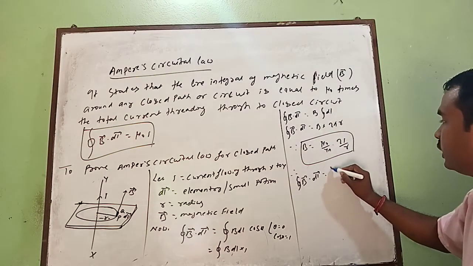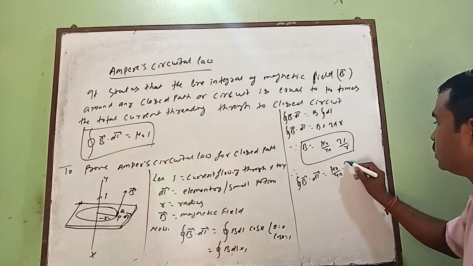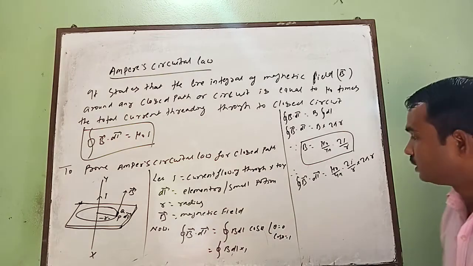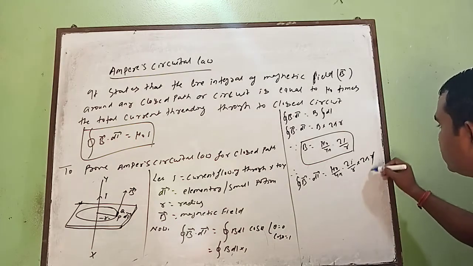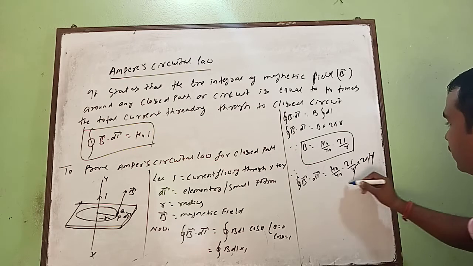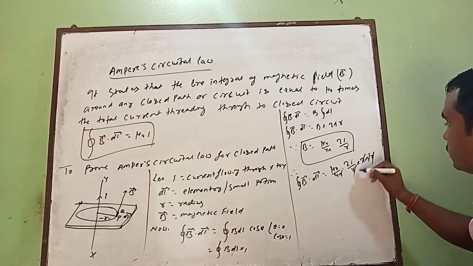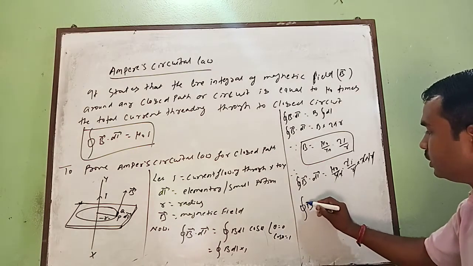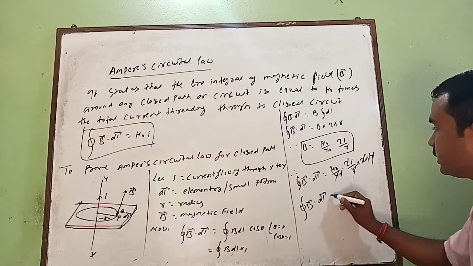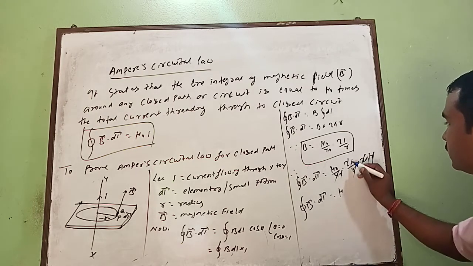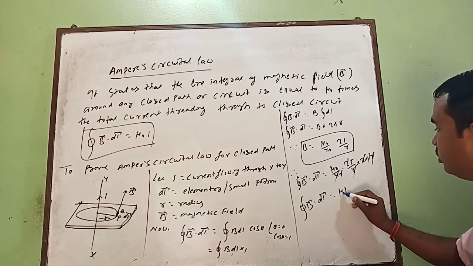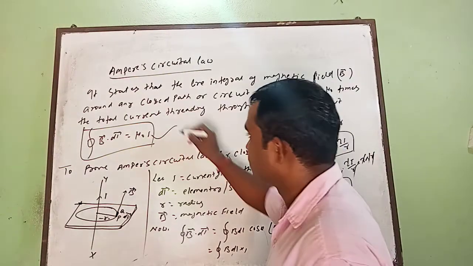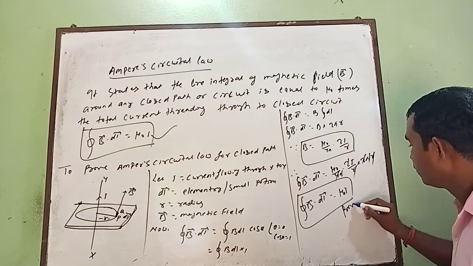So closed integral B dot dl equals mu naught by 4 pi into 2I by r into 2 pi r. Some terms will cancel out. This r and r cancel, pi and pi cancel, and these 2 and 2 make 4, which also cancels. Finally you have B dot dl equal to mu naught I. So you see the statement we proved here. Proved.